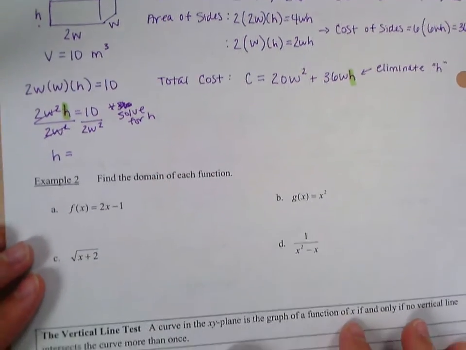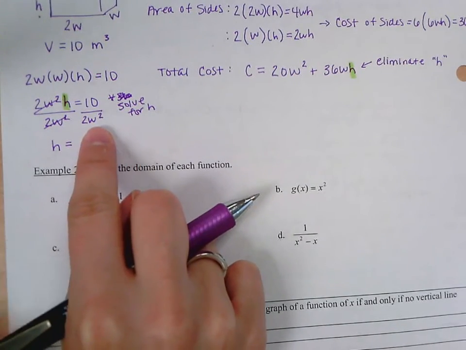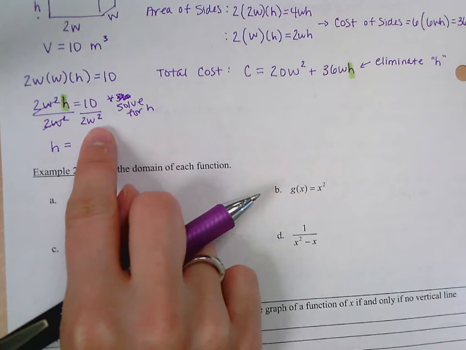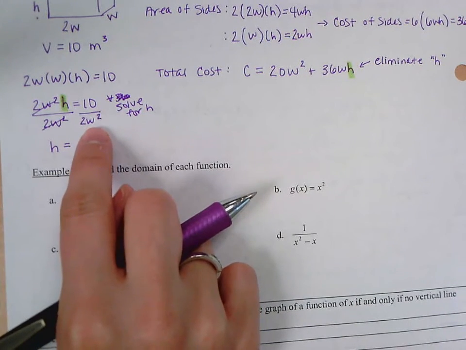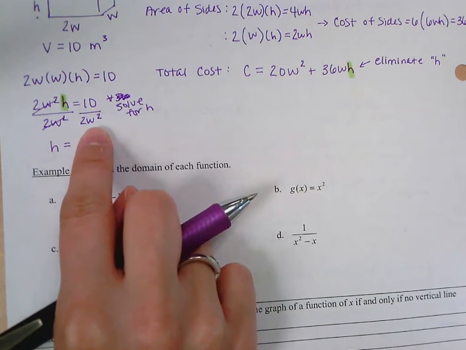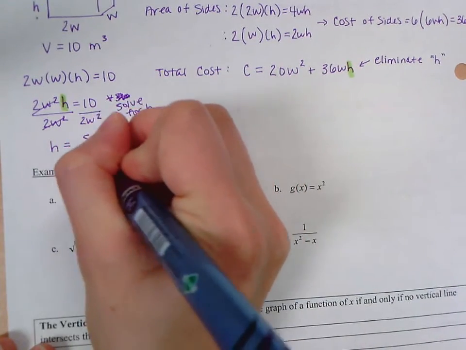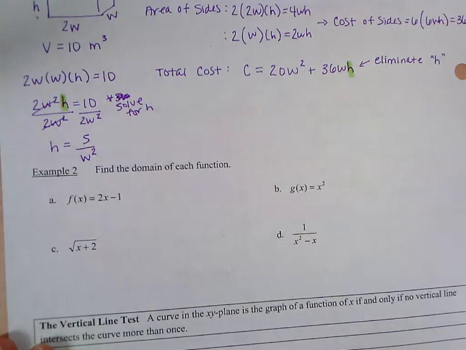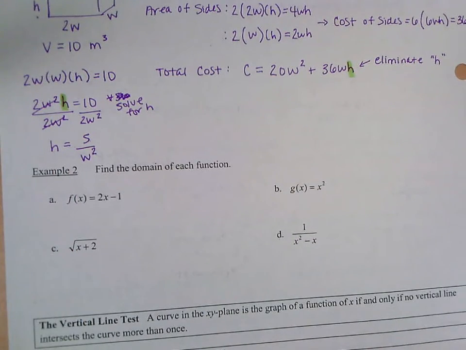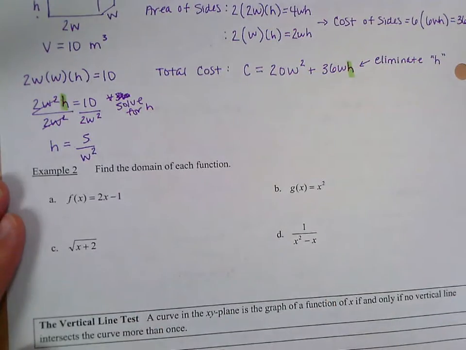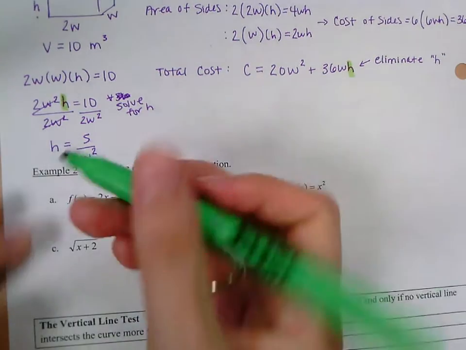So H is equal to, now like I said, it's not a requirement that you simplify if you're working through a problem on your own. So I can simplify this. You wouldn't have to, I'm going to. I can do the 10 divided by 2, so that would be 5 over W squared. The W squared would still be in the denominator. And now this can get substituted in here.